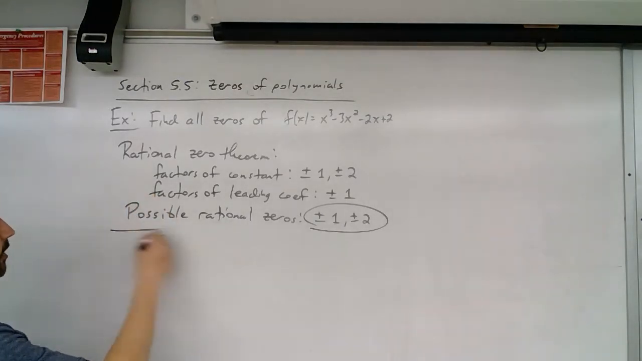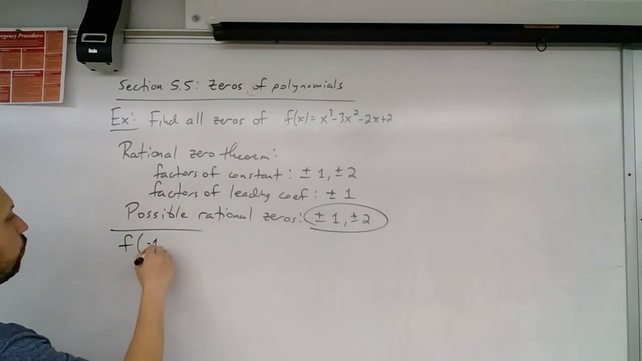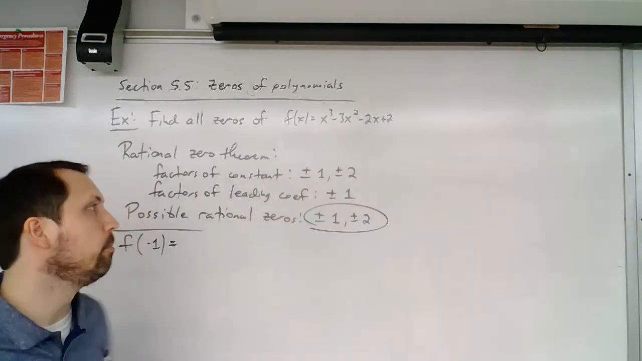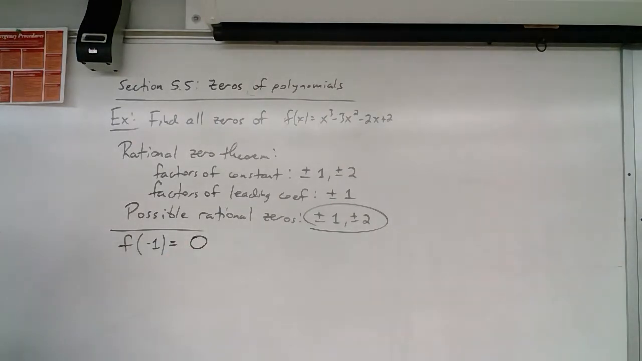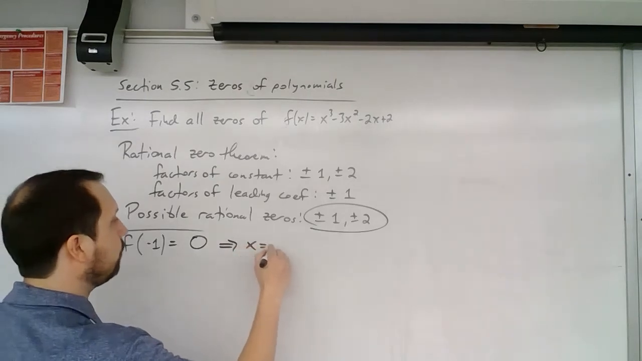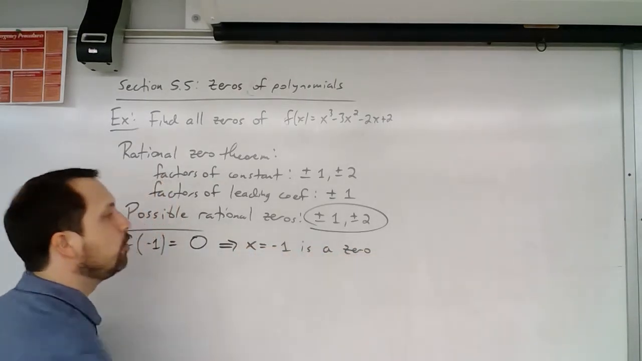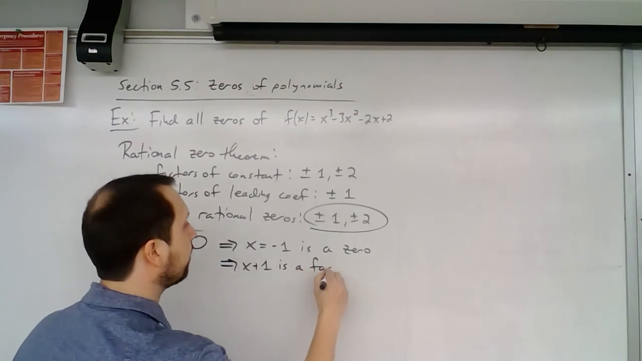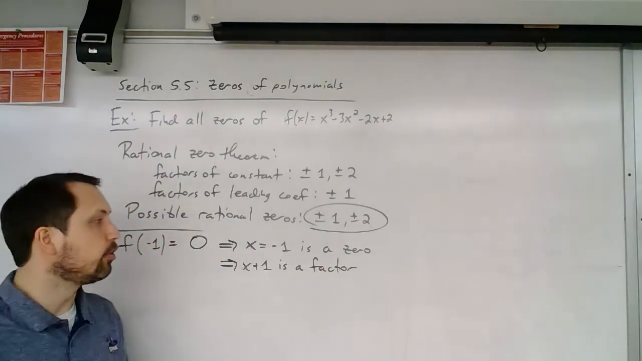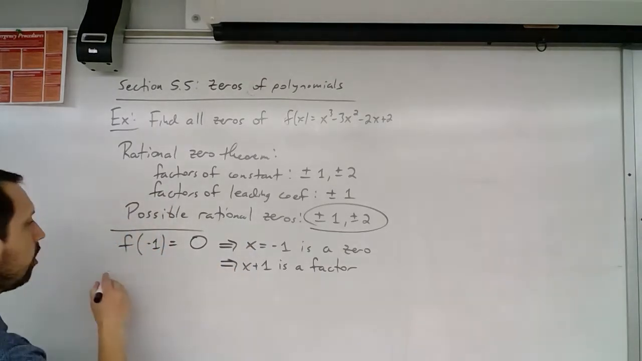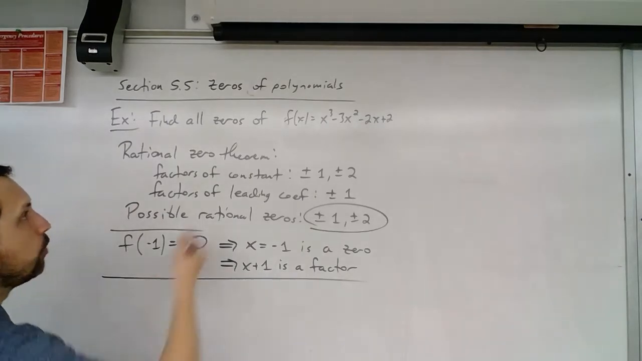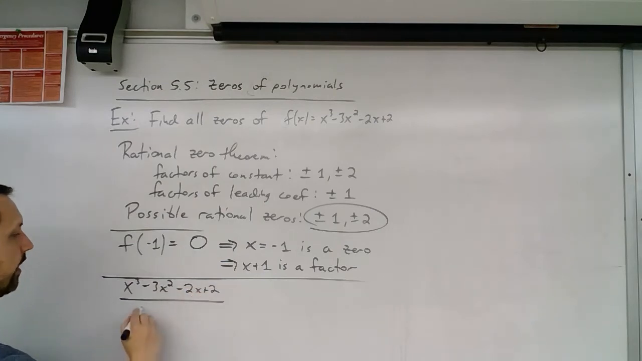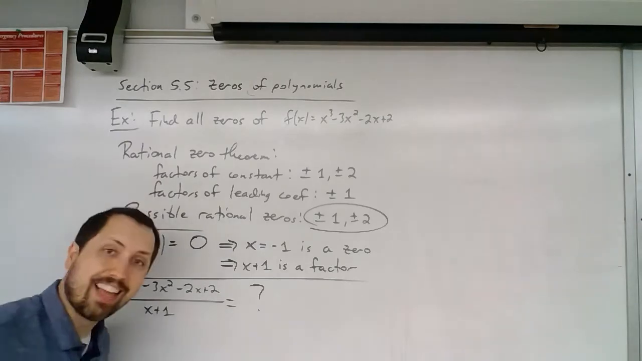In this case, we could check f of -1. Try -1, you're going to get a -1, a -3, plus 2, plus 2. This will give us a 0. So we see that x equals -1 is a zero. Then by the factor theorem, this implies that x plus 1 is a factor. Now that we know this, we can start our long division, or just any old division. We're going to divide our polynomial x cubed minus 3x squared minus 2x plus 2 by x plus 1 and figure out what that equals.